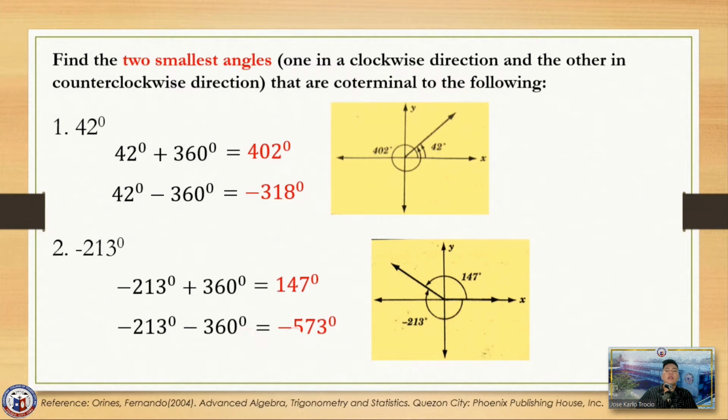Okay. How about this? You have negative 213 degrees minus 360, that is negative 573. So you rotate, no? You have full rotation 360. 360 plus 90, that should be 460. Did I get it right?